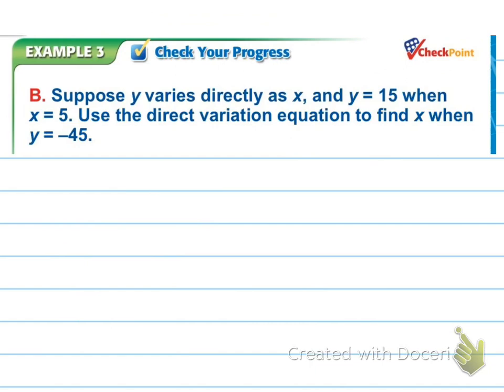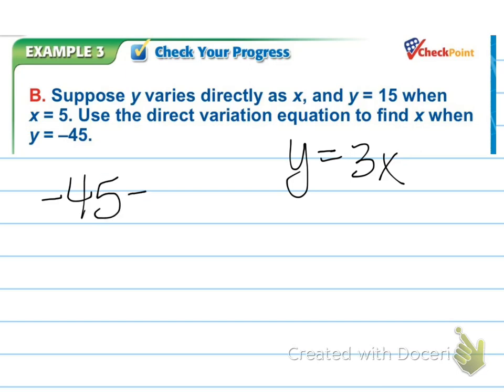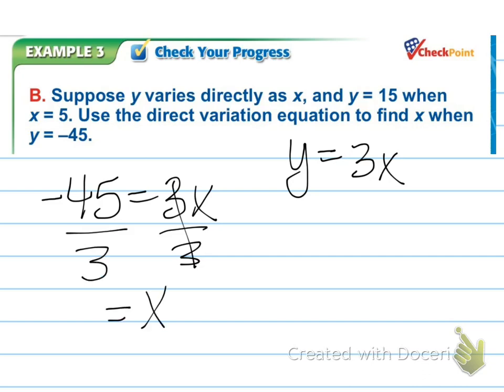So suppose that y varies directly as x and y equals 15 when x equals 5. So use the direct variation equation to find x when y is 45. So use your y equals 3x from the other one and give this one a shot. So when you plug negative 45 in for y, okay, you're going to divide by 3 on both sides, and so your x value is negative 15.